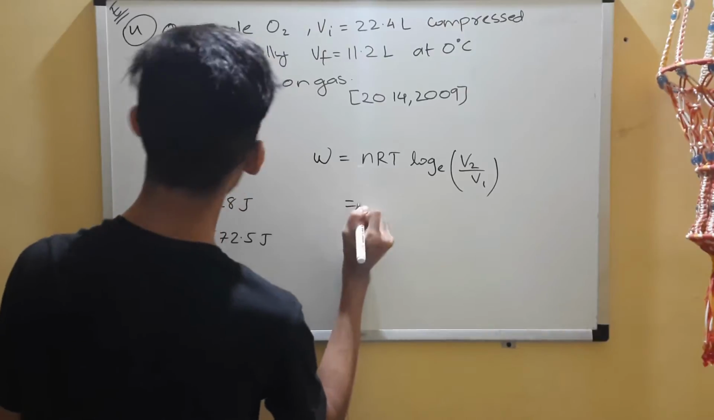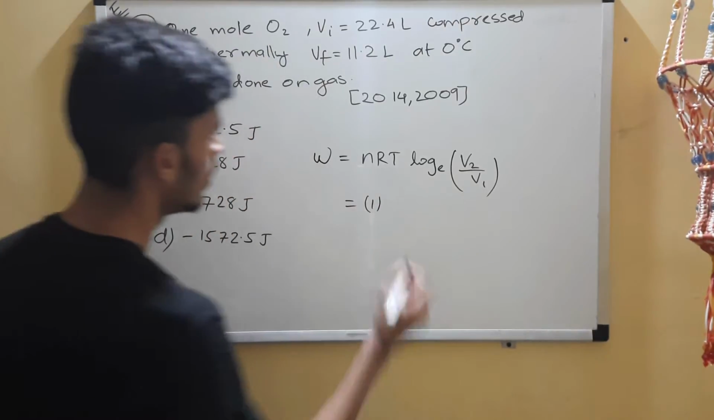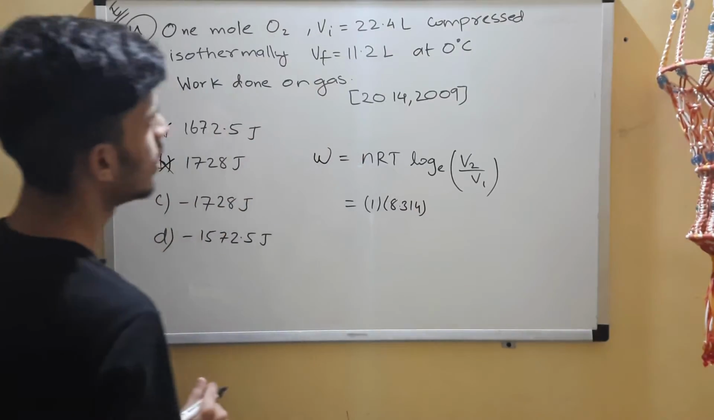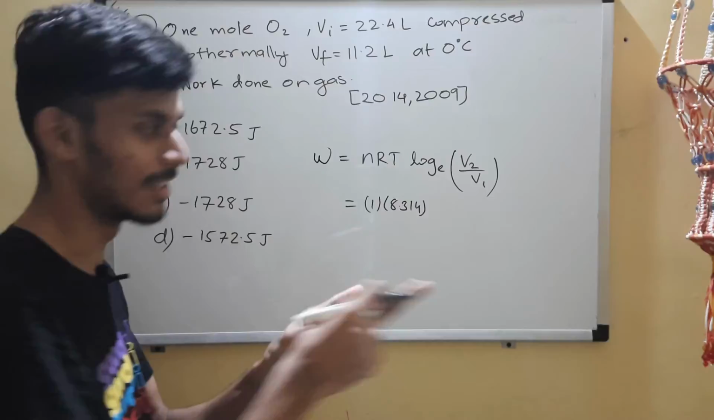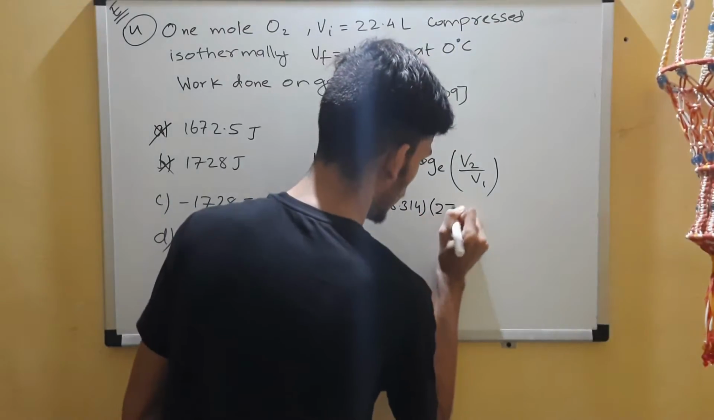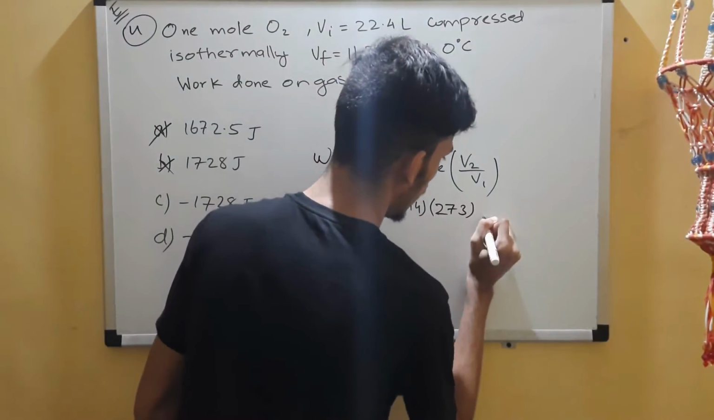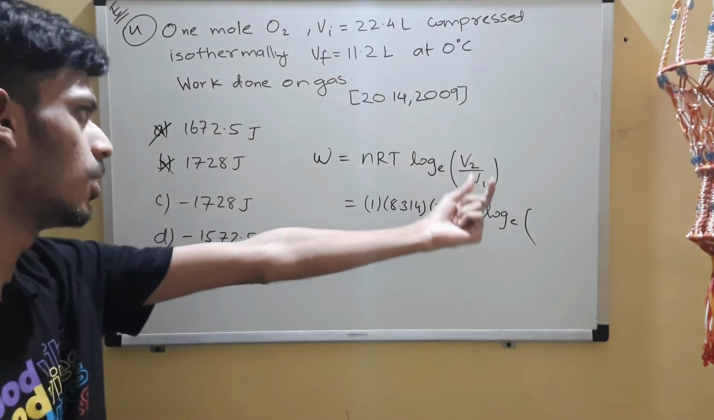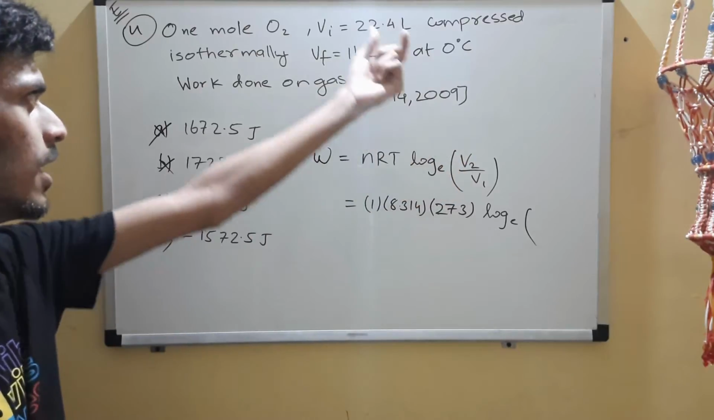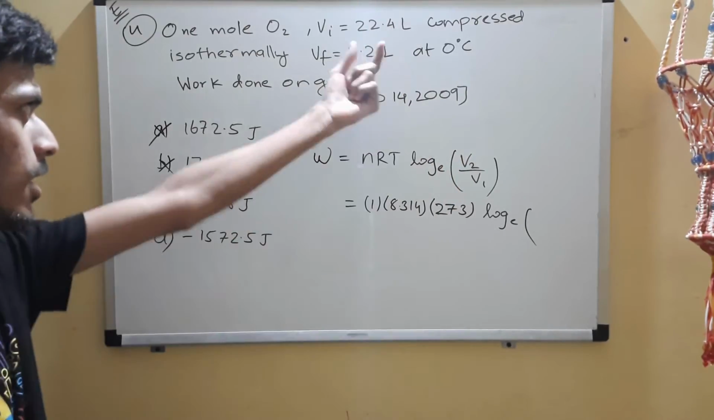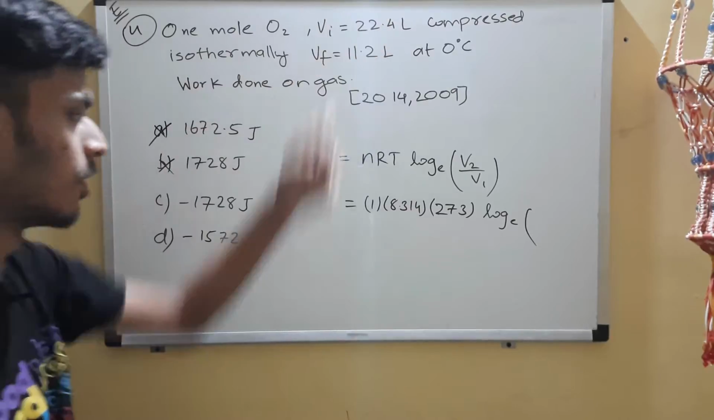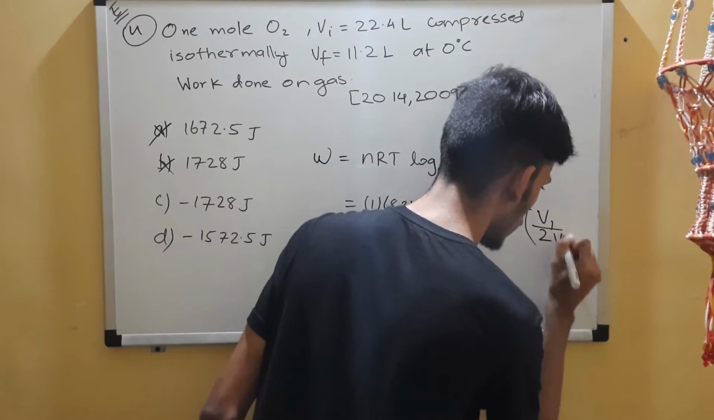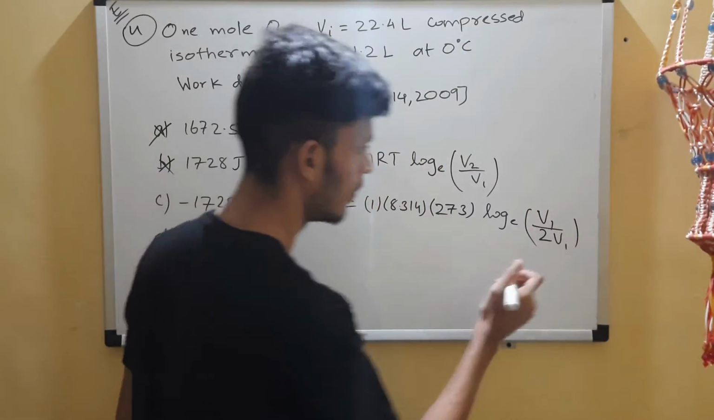Okay, so n is number of moles, which is 1. R value you can take as 8.314. T, the temperature, is 0 degrees Celsius. Place it in Kelvin, so plus 273, that will be 273 Kelvin, and log to the base e. You can see that it is V2, the final volume, by the initial volume. Final volume is half of the initial volume, right? So V2 is V1 by 2, and V1 in the denominator.